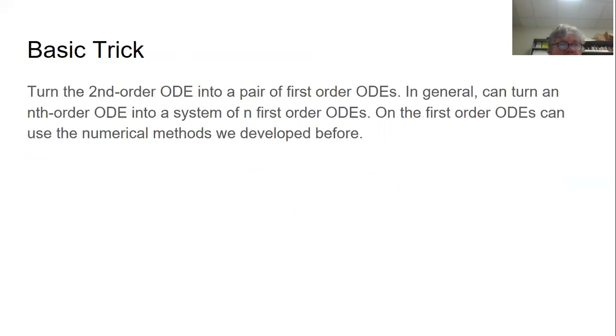And so, as I said, the basic trick is to turn a second order ODE into a pair of first order ODEs. In general, that can be done for an nth order ODE: you turn it into a system of n first order ODEs. We'll see how we do it for second order, and it's exactly the same as what you do for nth order. And since it's a first order system, we can use the methods that we've used before.